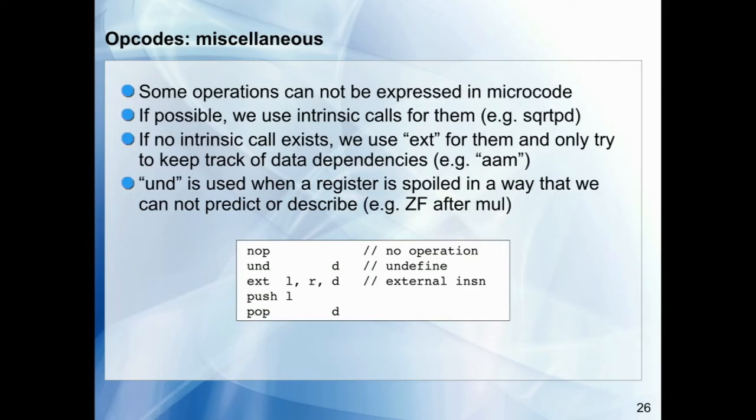So we know, for example, that AAM will use, is it AX or AH? I think that it uses the AH register and modifies AL. I don't remember what AAM does. But anyway, it just allows us to trace the data dependencies. And the instruction called undefined is used to express the fact that something is spoiled in a way that we cannot predict or describe. For example, the zero flag after multiplication is spoiled.